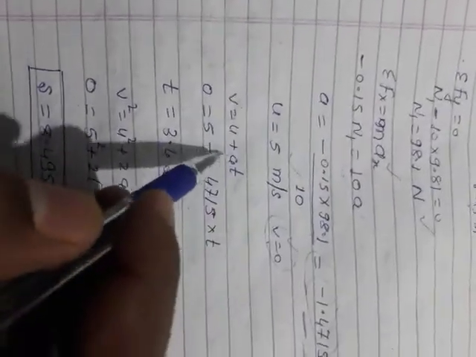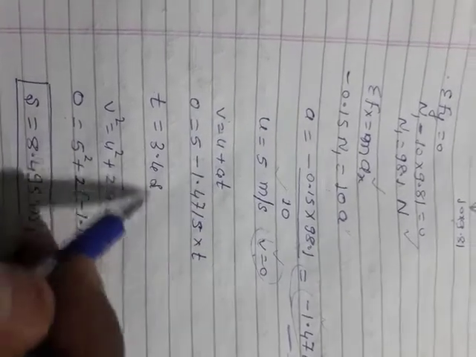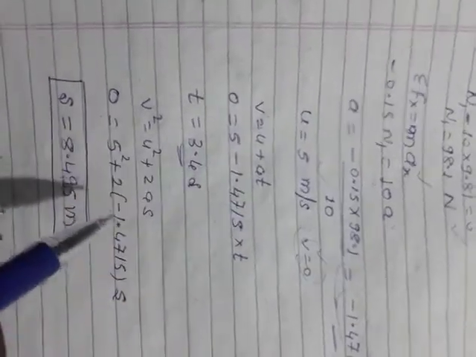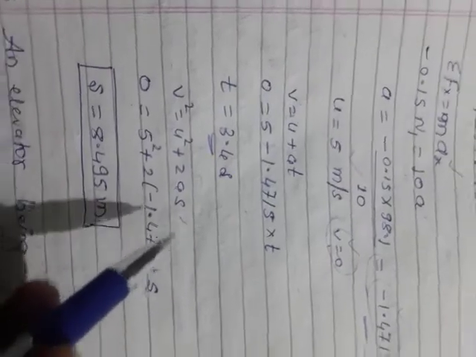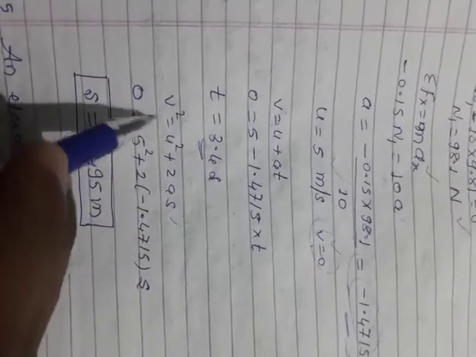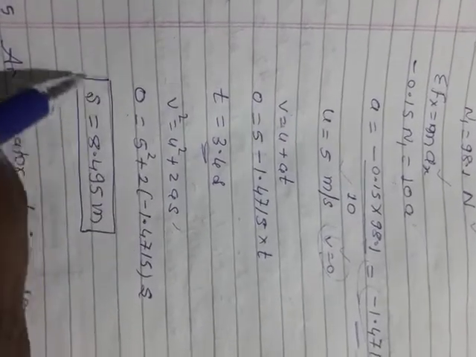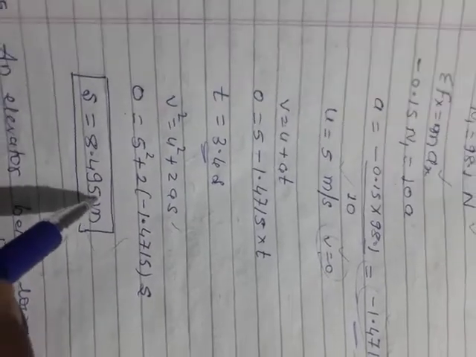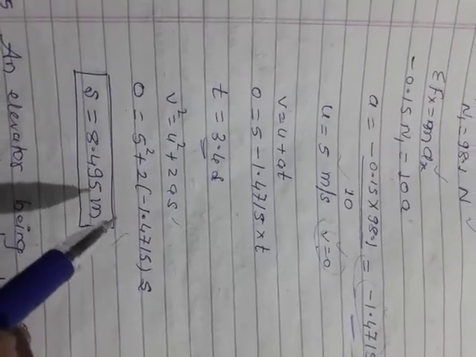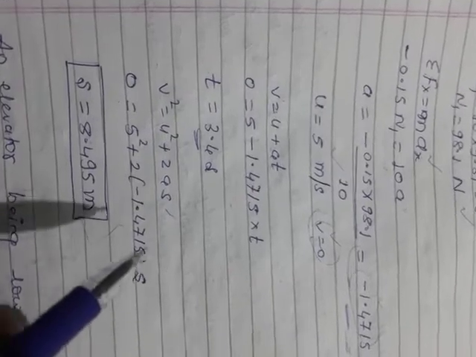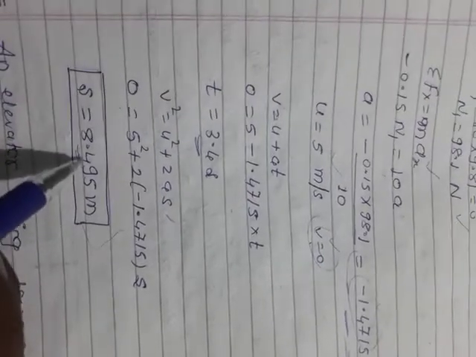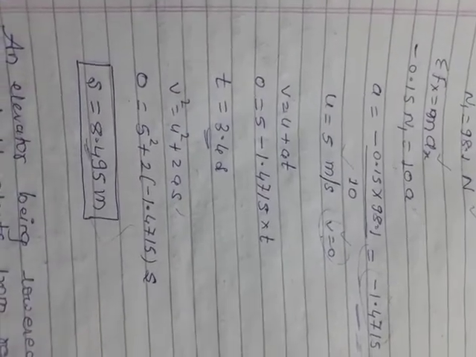So I'm using the equation v equal to u plus at, so that I will get the time. After that I am using the second equation of motion, v squared equal to u squared plus twice a s. After putting the values, I will get the distance traveled by the package after application of the brake, that is, after it suddenly stops, it will travel a distance of 8.495 meter.